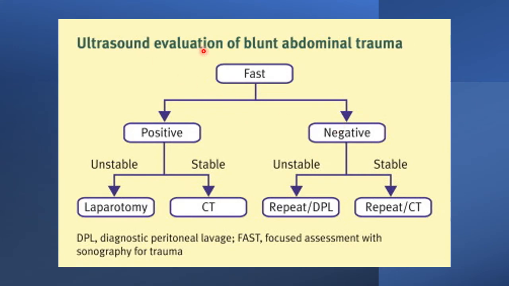Ultrasound evaluation of blunt abdominal trauma includes a FAST scan, positive or negative. If negative and the patient is unstable, repeat DPL. Otherwise, if stable, repeat the CT scan. If it's positive and the patient is stable, you do a CT scan. If it's unstable, you may go for laparotomy or laparoscopy.